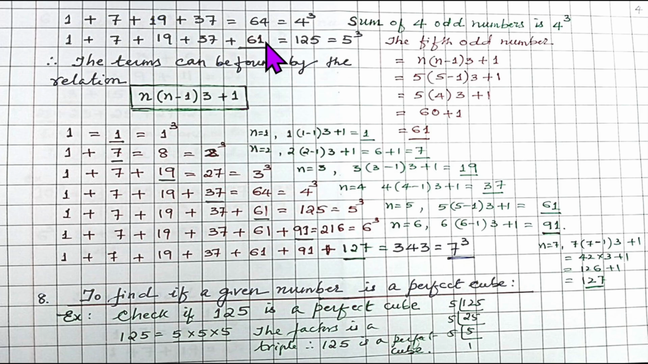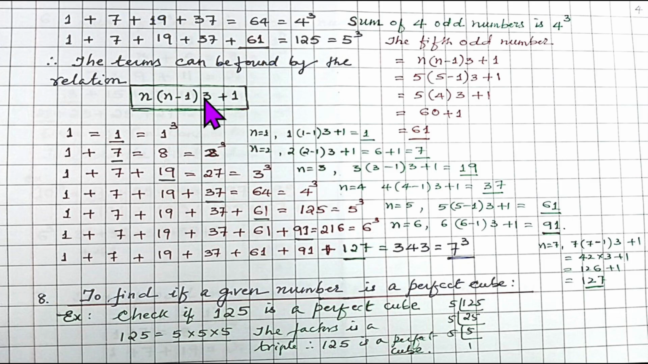Again, there is a method for this, and the simple formula for that is n times (n minus 1) times 3, plus 1. Now the first odd number: n is 1, 1 minus 1 is 0, so this becomes 0 and the answer is 1. For the second odd number, put n as 2. 2 minus 1 is 1, times 2 is 2, 2 times 3 is 6, 6 plus 1 is 7.